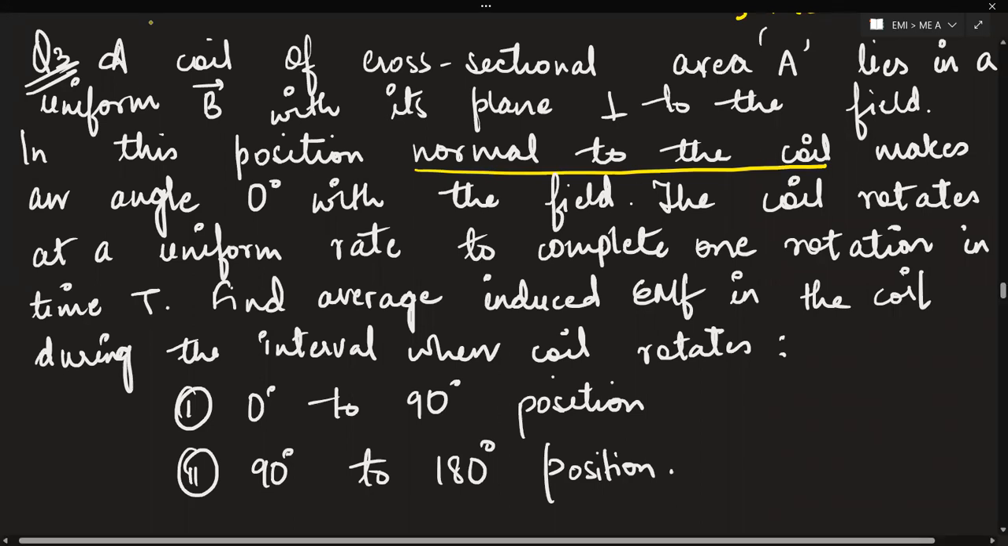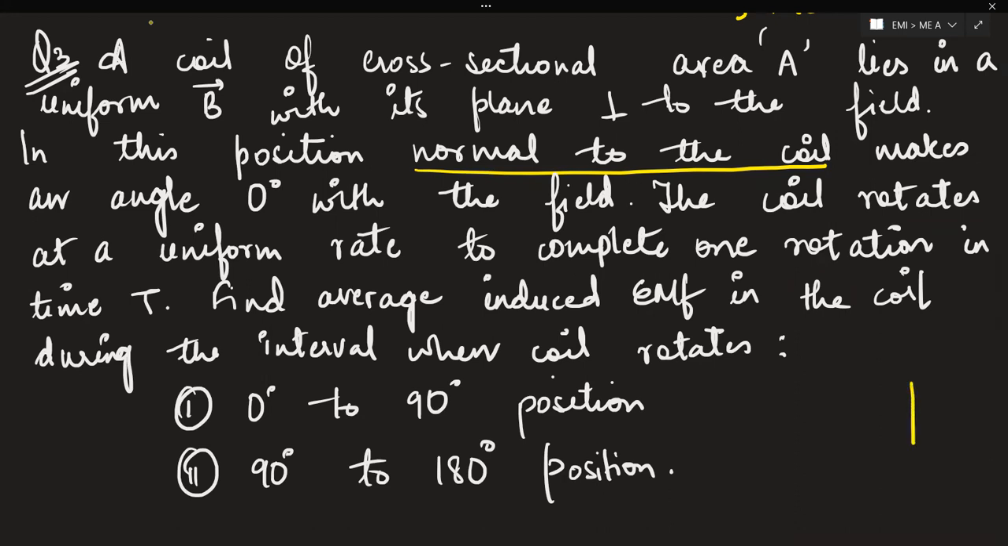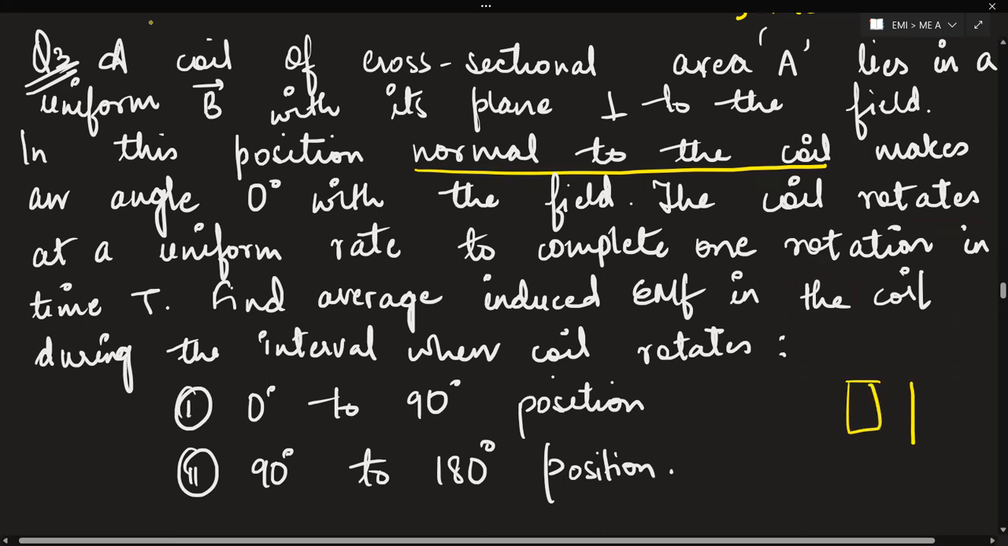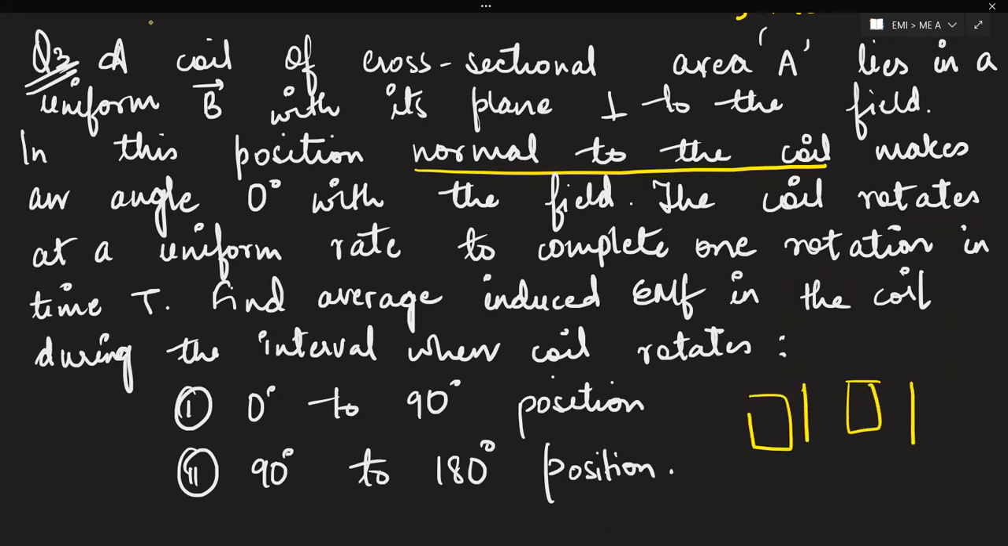Then it says coil rotates at a uniform rate to complete one rotation. Means coil has started from this position, then coil has rotated, then coil has again rotated, and initial position has reached back. The way we did the coil in AC dynamo. It's like you imagine your palm is facing first towards the right side. Shift your palm. Palm is now facing outwards. Shift your palm. Now your palm is facing towards the left. Then your palm is facing towards you. Then your palm is facing again back towards the right. So this is one rotation of your palm.